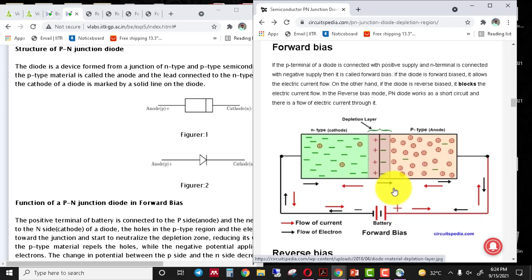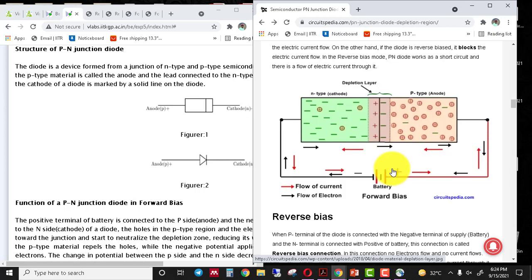Now let's discuss the function of the PN junction diode. When we connect the battery between the anode and cathode of the PN junction diode, the holes in the P-type material start moving towards the junction, and similarly the electrons in the N-type material start moving towards the junction, because the positive terminal of the battery is connected to the anode and it repels the holes, and the negative terminal of the battery repels the electrons. So they move towards the junction and diffuse into each other, so the width of the depletion layer is reduced.